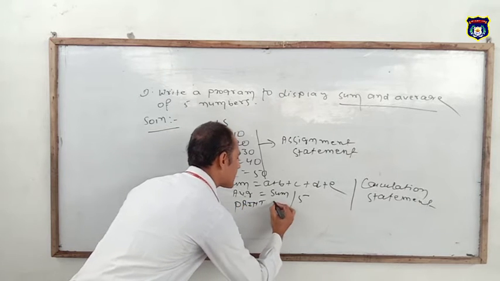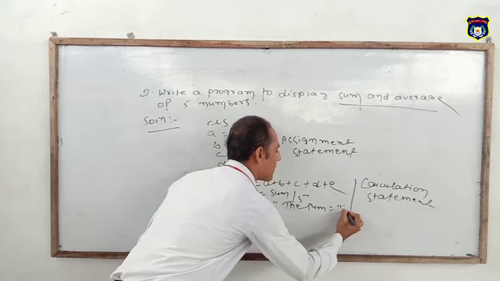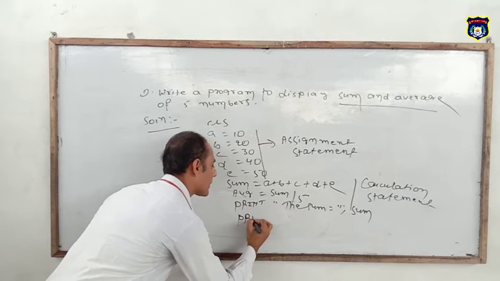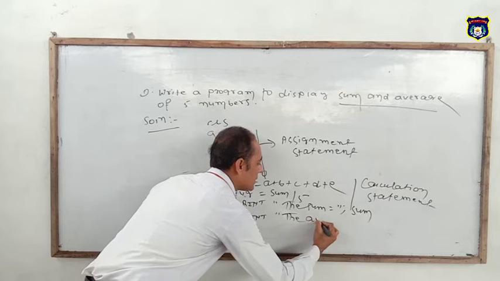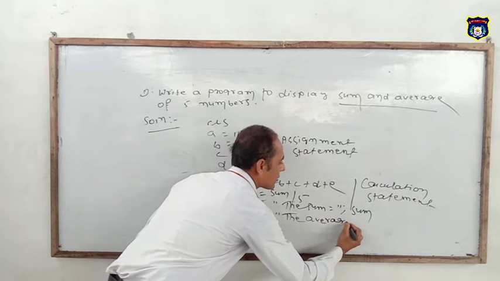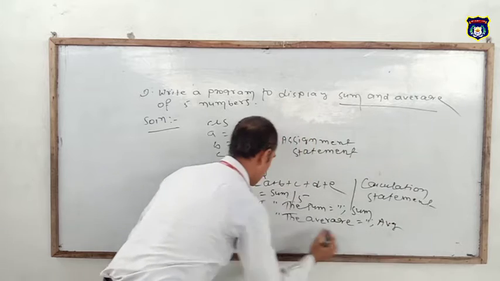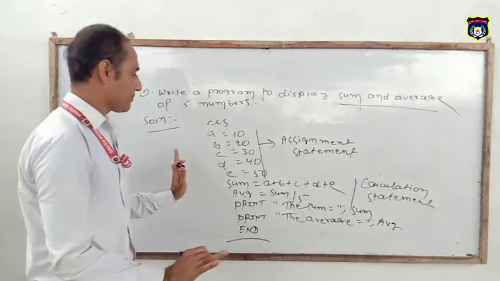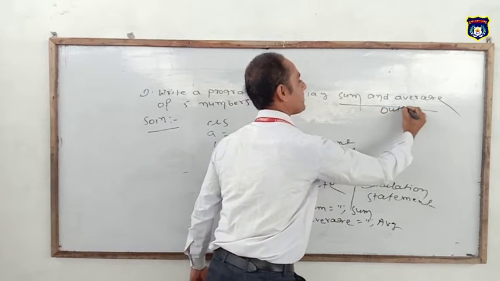Print the sum equal to, close the quote, semicolon, what? Sum. Similarly, print the average equals to, close the quote, semicolon, AVG. And finally the program is terminated by the end statement. When we run this program, it will display the output.